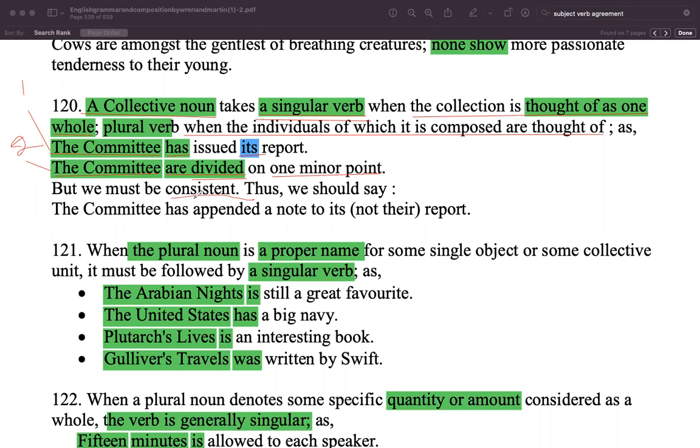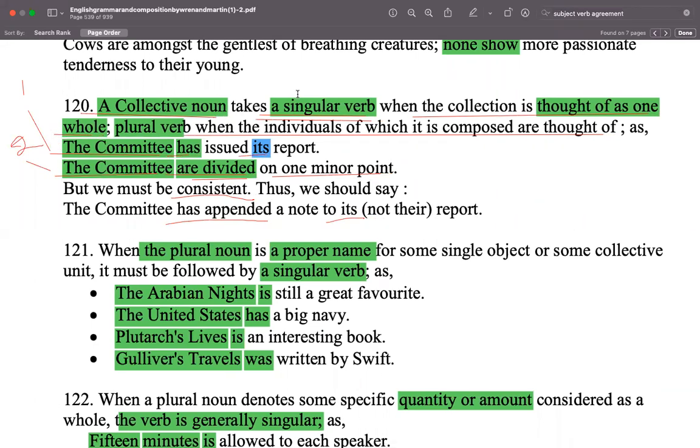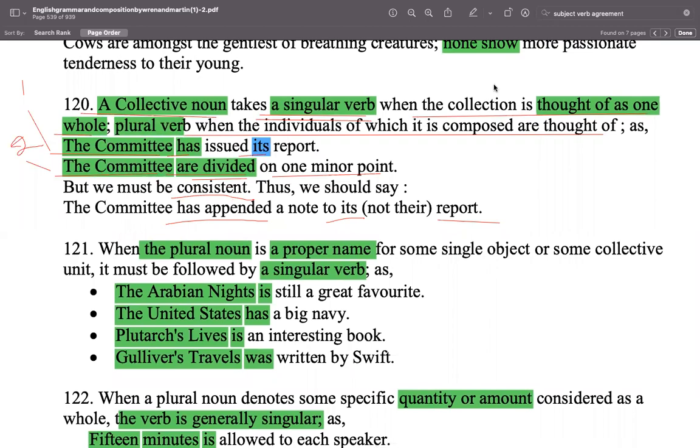Therefore, we should say the committee has appended a note to its report. Clearly, it points out the idea of singularity. The committee has appended a note to its report, not their report. So if it is written that the committee are divided on their issue, not its issue, because "are divided" is written, in that case it cannot be used as "it". That is what you will find in a collective noun.